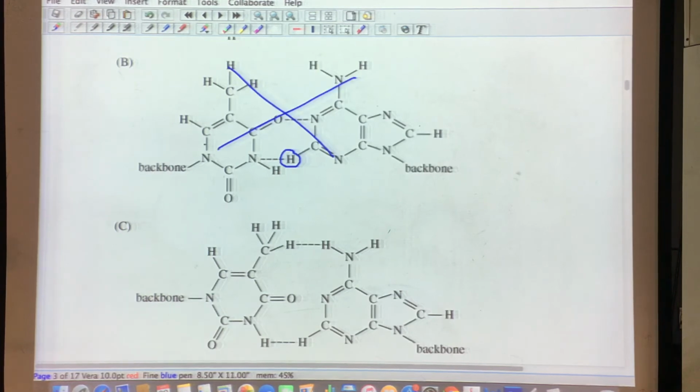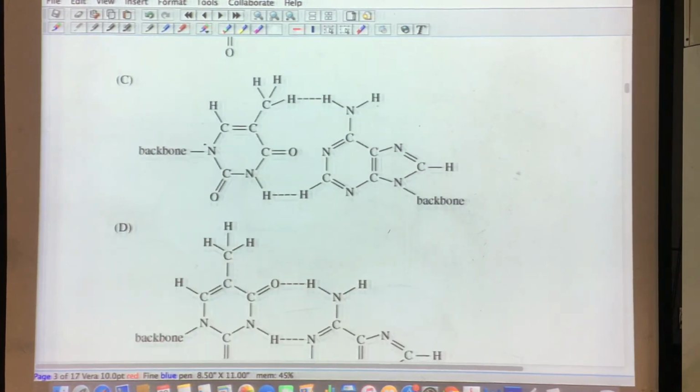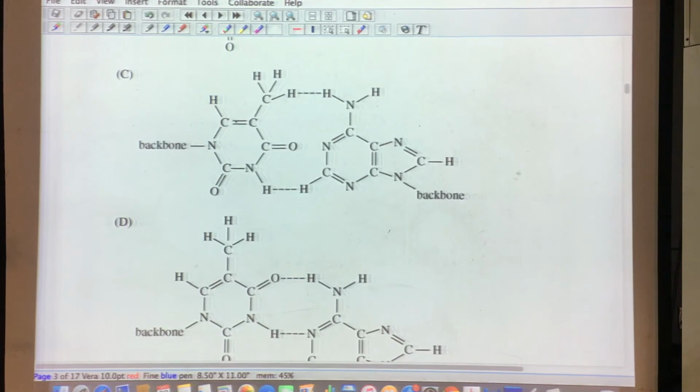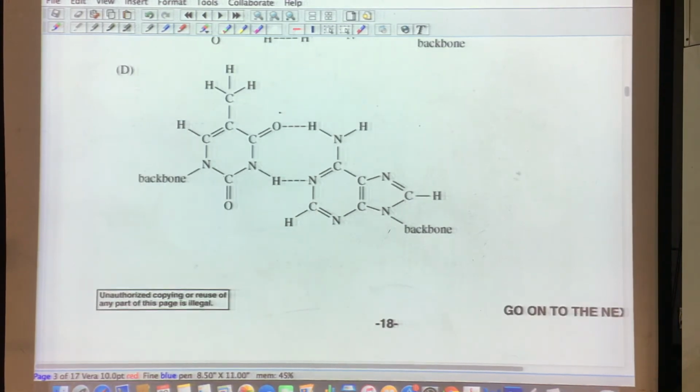Okay, B goes bye-bye. Looking at C, I've got another non-electron deficient H here. This is not going to H bond. It's not going to dangle that proton out there. They're sharing electrons almost equally. So process of elimination, D is the answer.